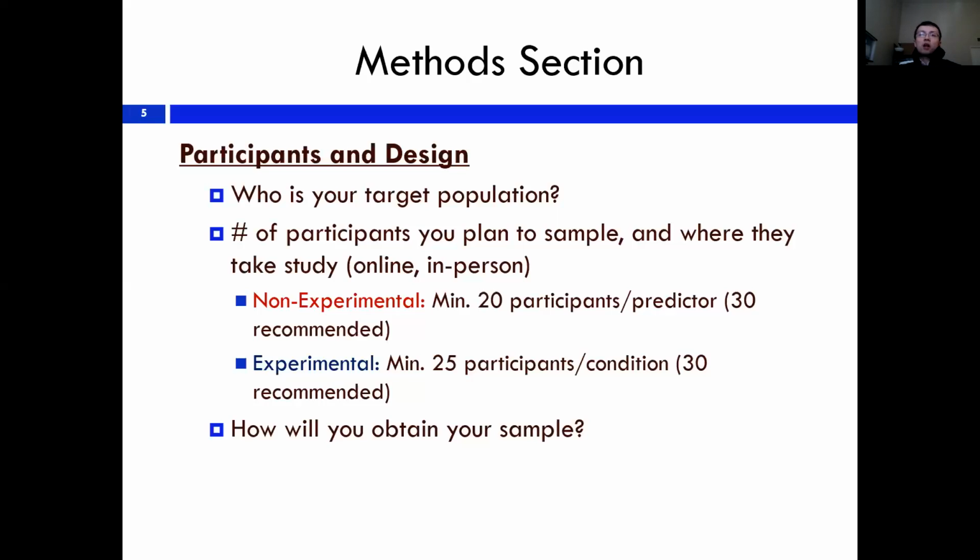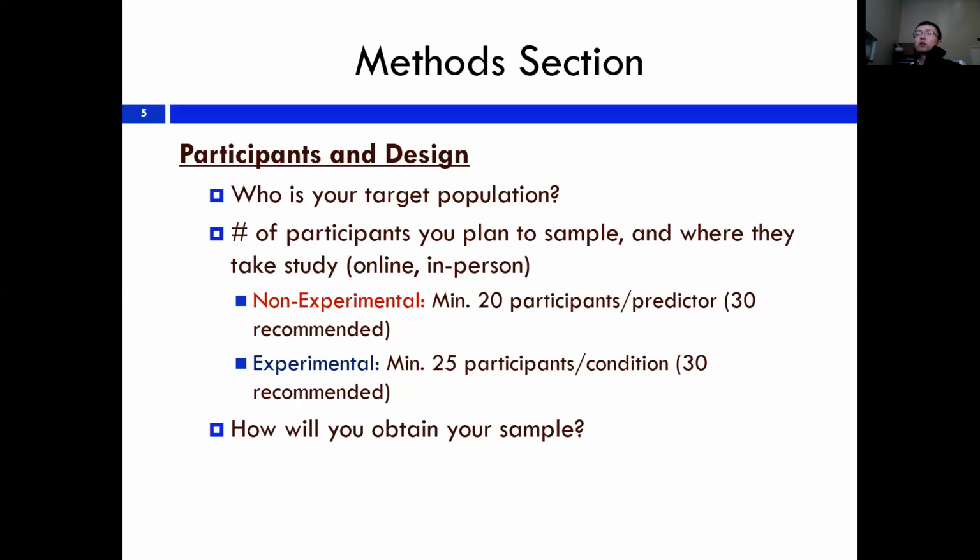For the experimental design, however, the minimal number of participants goes up a little bit. Ideally you need at least 25 participants per condition. So in that sense, if you have two conditions, let's say you randomize participants to run for 15 minutes and you randomize participants to not run and sit down for 15 minutes, that means you have two conditions, right?